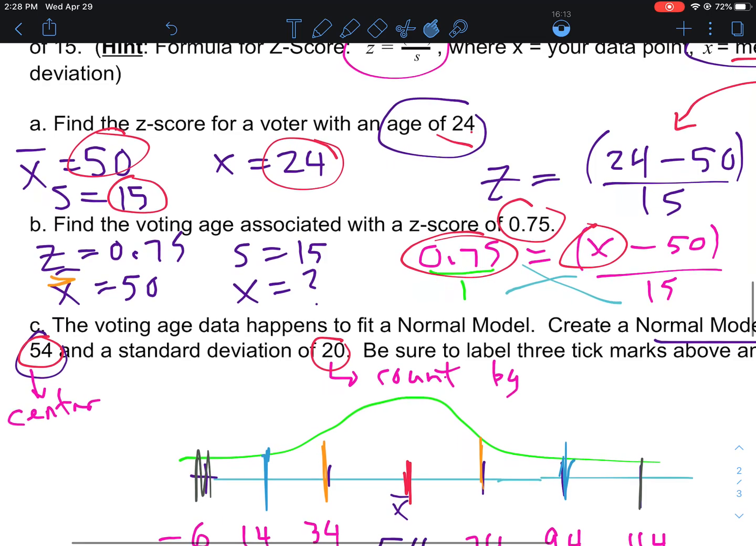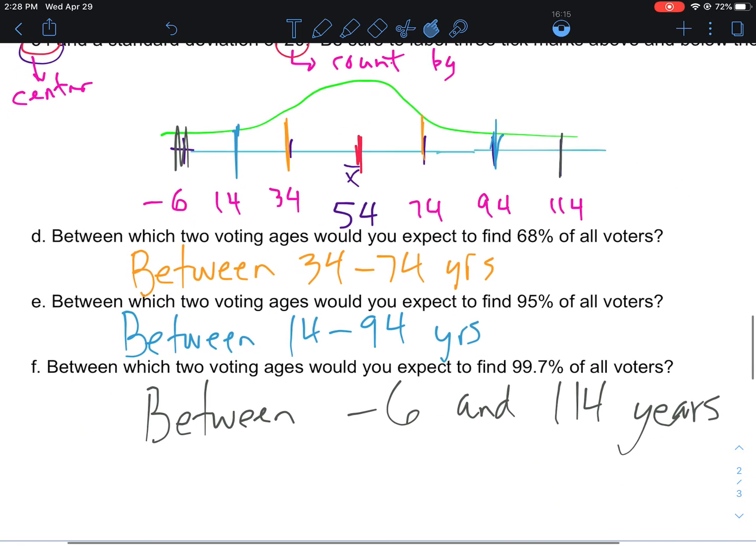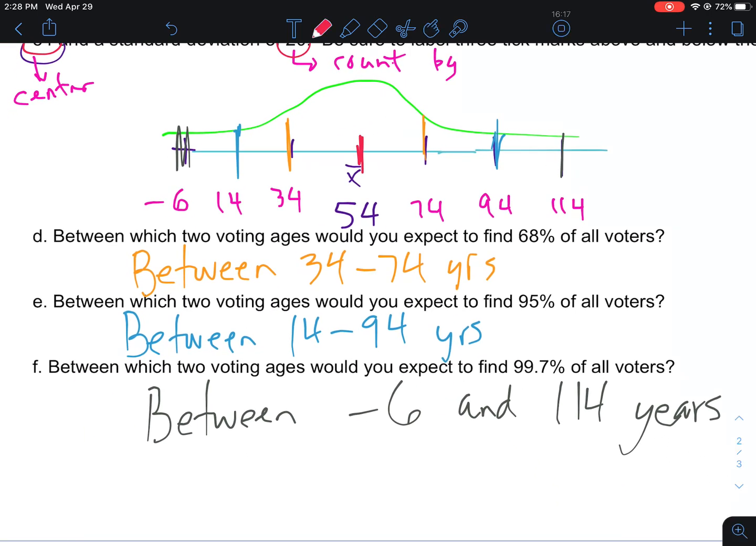Again, a visual to describe what this up here was that was confusing. And the other thing we learned in class was that if you're one standard deviation left and right of the average, 68% of all of your data will land in there. So in other words, 68% of all U.S. voters in that election were between 34 and 74 years old.